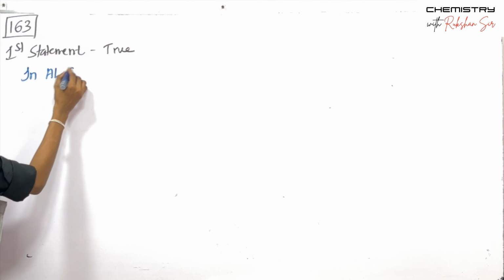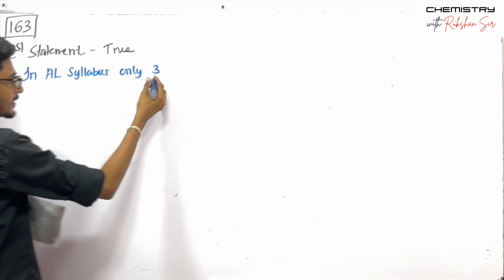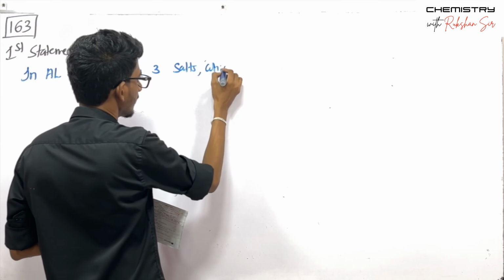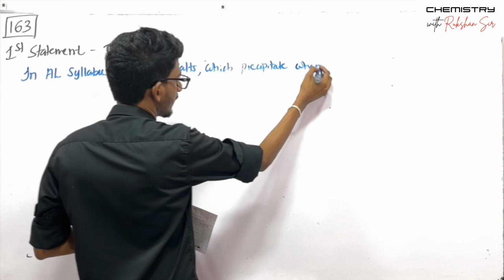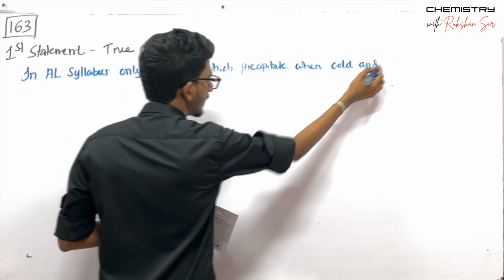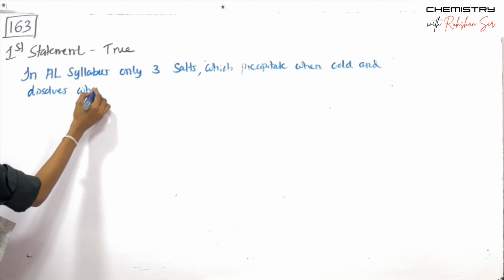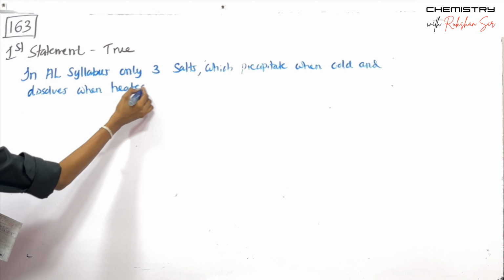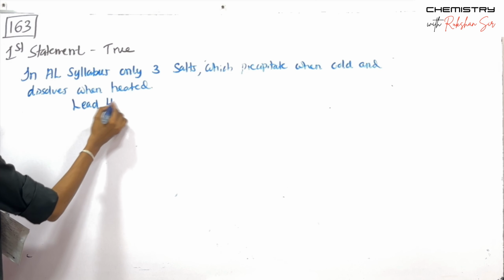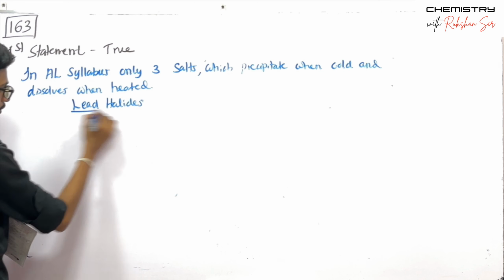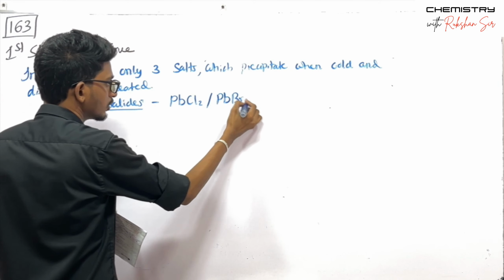In the A-level syllabus, only 3 salts precipitate when cold and dissolve when heated. Those are the lead halides: PbCl2, PbBr2, PbI2.